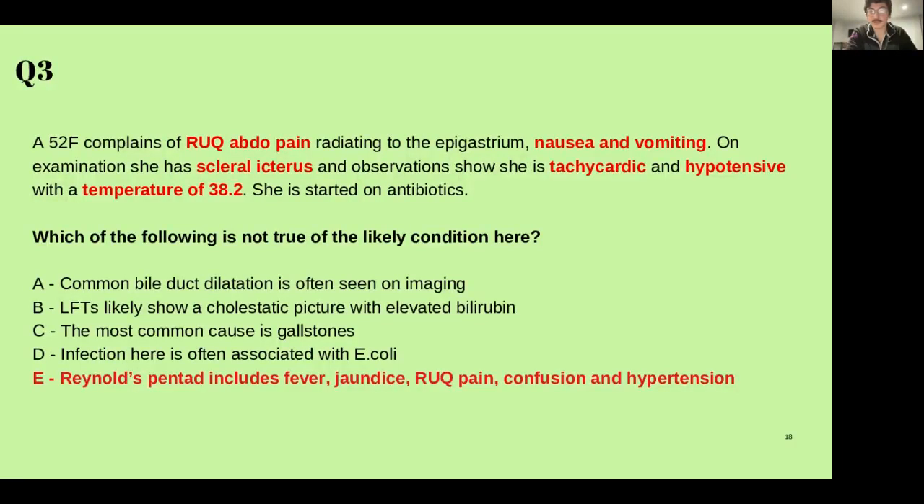And infection is often associated with E. coli. E. coli, you might know, can cause UTIs. It's also a common cause of biliary infections. So it's good to know. No one likes micro questions, but that's probably one to remember: E. coli and biliary infections.